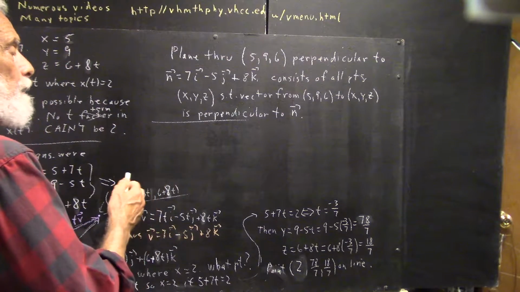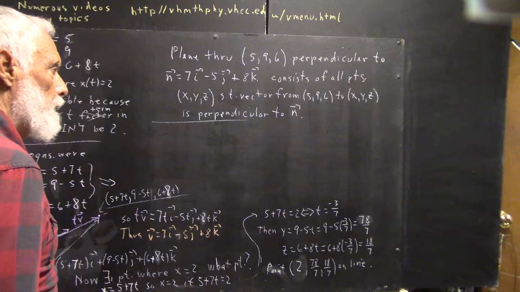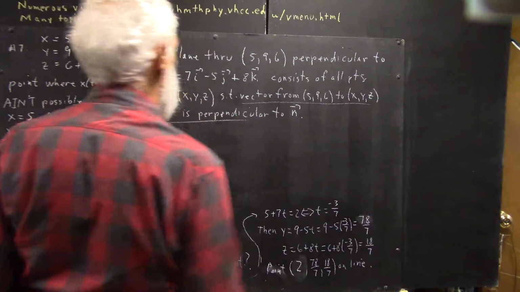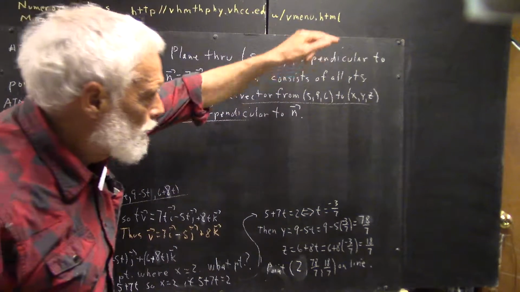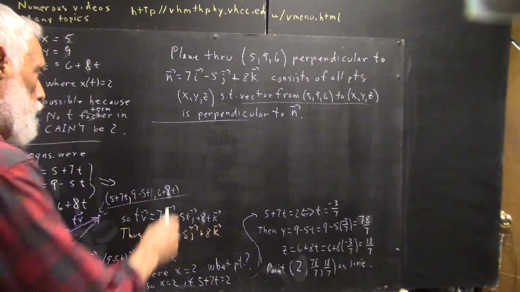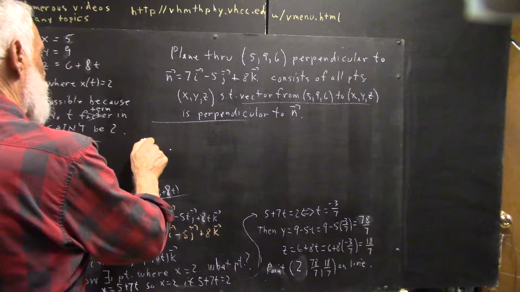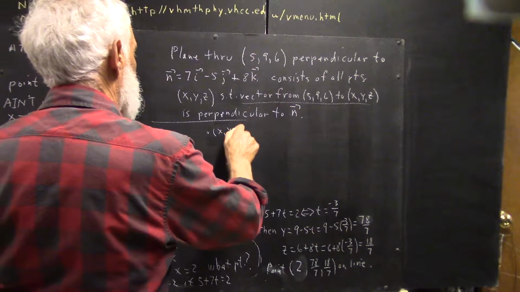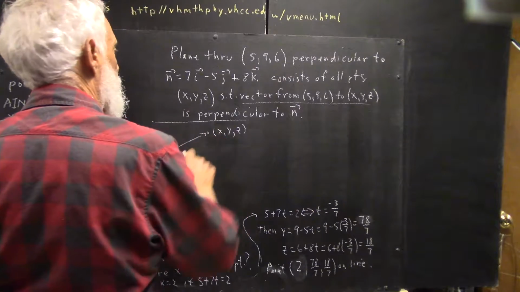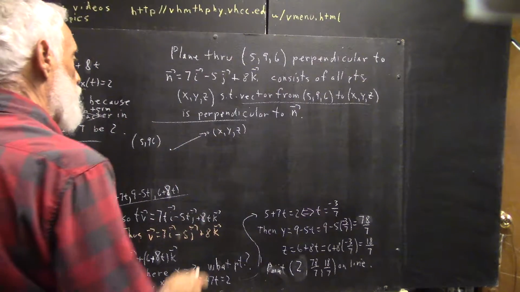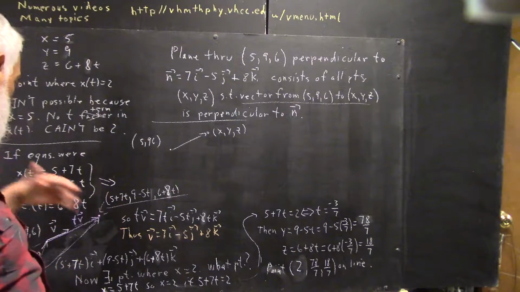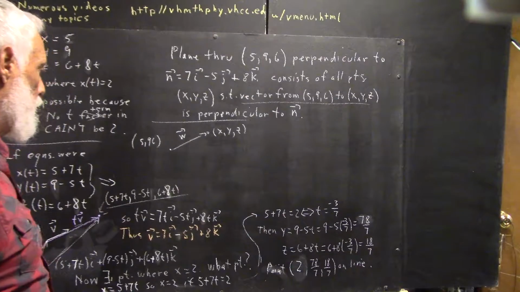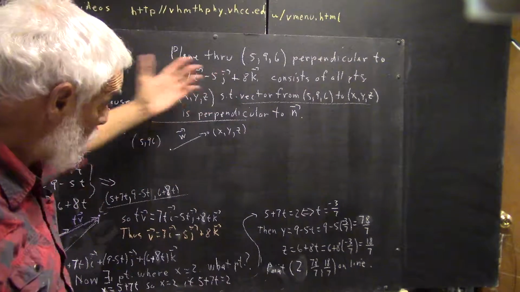So let's see now. What do we see here? We see mention of the vector from 5, 9, 6 to x, y, z. What do we do? We draw a point here that's 5, 9, 6. We draw a point here, call it x, y, z, and here's our vector. Okay? Let's call this vector w. I don't want to call it v because it might be confused with this v here. But this is any vector, because x, y, z could be any point at all.